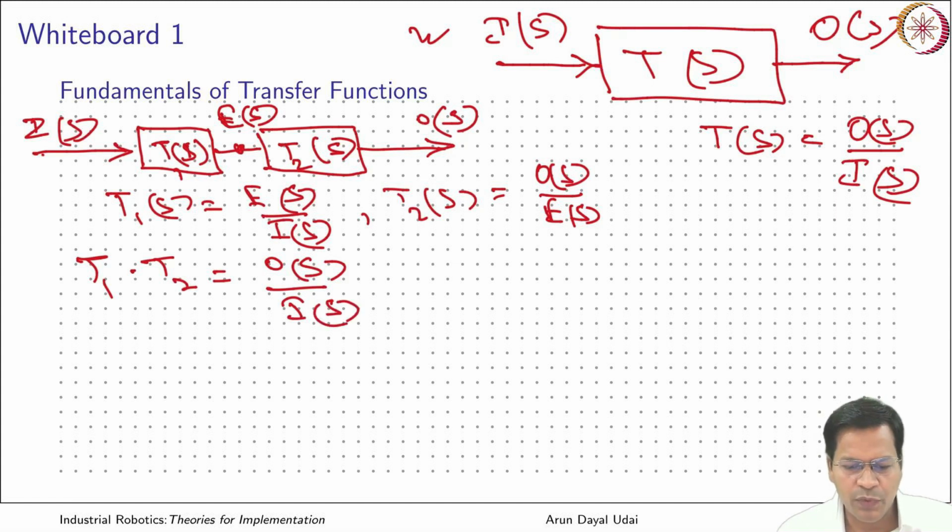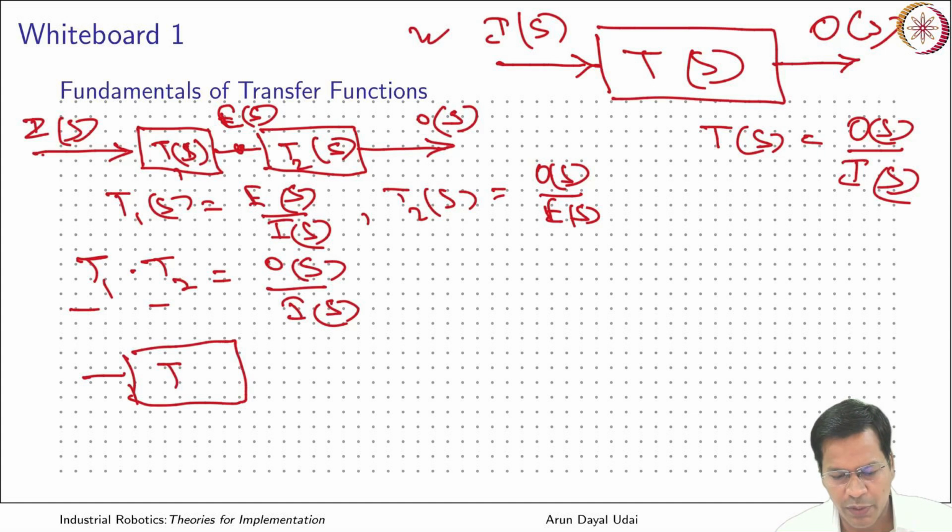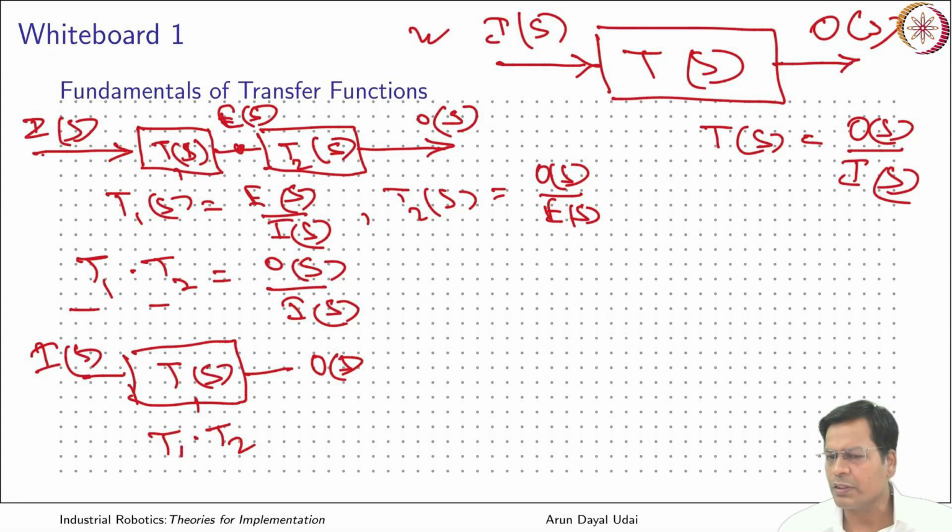So you see, if they are in series, they can be multiplied. So you can directly get an equivalent block diagram with equivalent transfer function T, that is T1 into T2, that will directly relate the output to the input. This is the first thing that you should know, if they are in series.